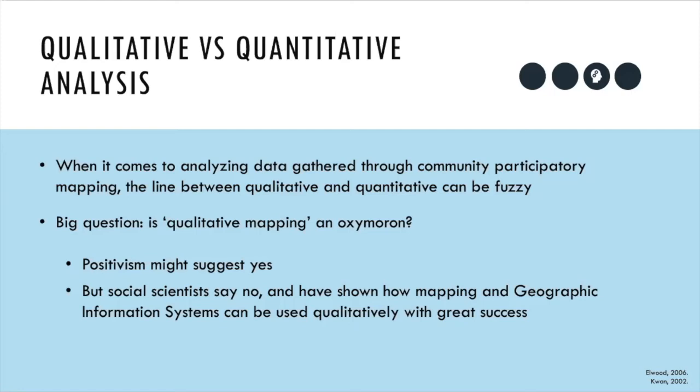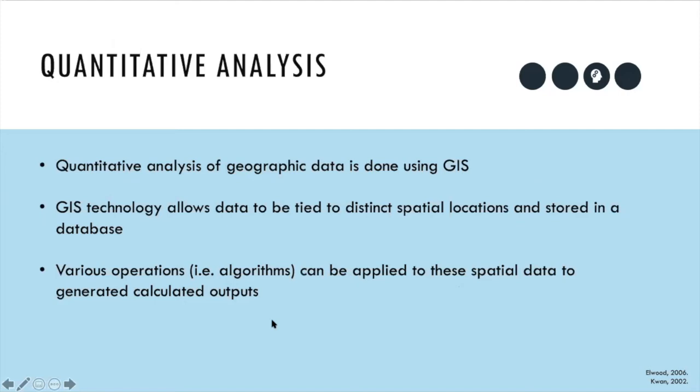So let's take a closer look at what some quantitative analysis procedures might look like. We're not going to focus very much on this side of it because this is a qualitative methods course. Quantitative analysis of geographic data is done using a geographic information system, and in most cases, this includes geographic information system software. GIS technology allows us to tie spatial or non-spatial data to distinct spatial locations within a software and store it in a database. And then it allows us to do many different types of operations with that data that we've collected.